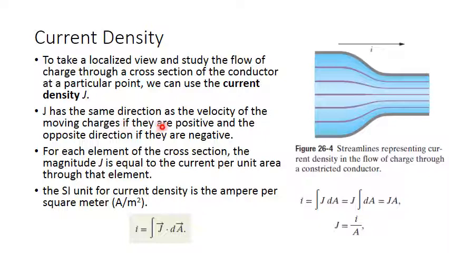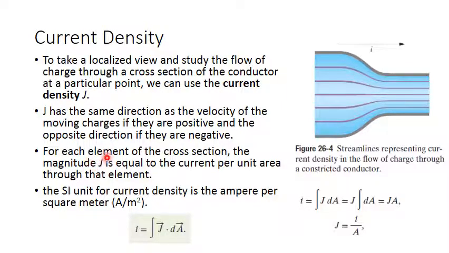So J has the same direction as the velocity of moving charge if they are positive, and the opposite direction if they are negative. It is similar to the current. We said that if the moving charge is negative, the current would be in the opposite direction. If the moving charges are positive, the direction of the current would be the same as the direction of the charges.